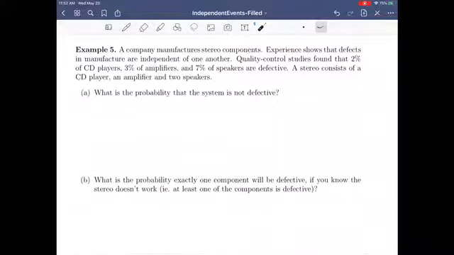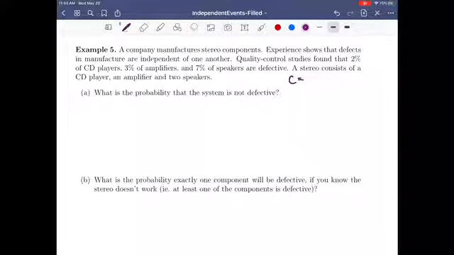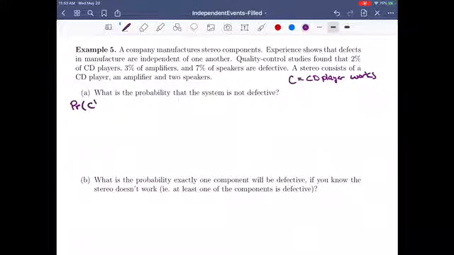Suppose a company manufactures stereo components, and we know that the parts are independent of one another. This is important, because it means that they don't affect each other. 2% of CD players are defective, where C is that the CD player works. So the probability of C complement is 0.02.